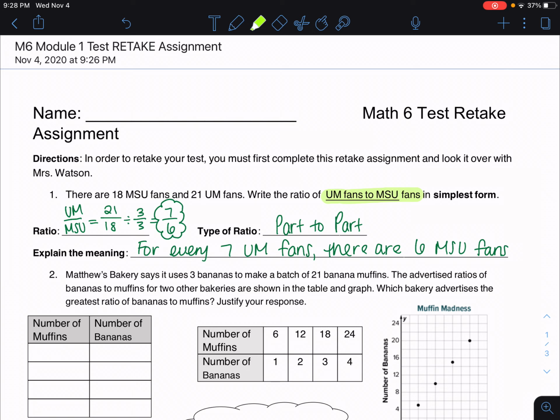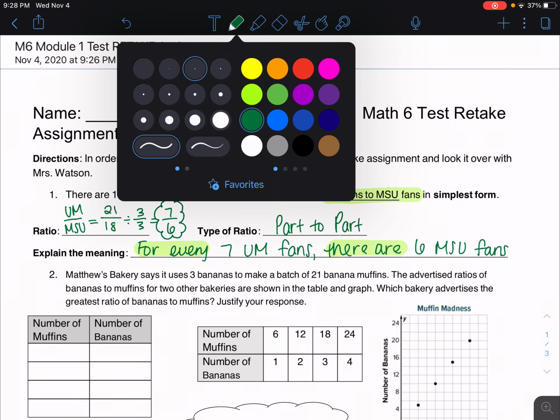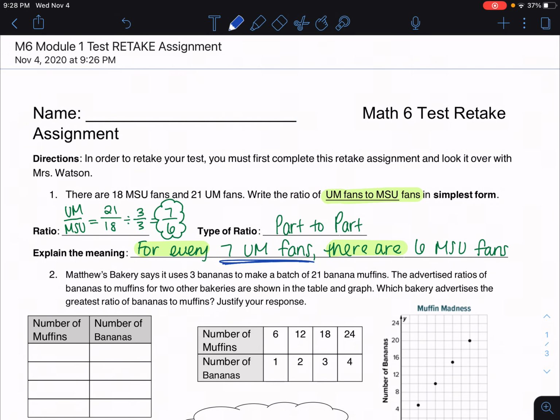And this is the sentence that we talked about in class, that if you have the "for every" and "there are," these two things are interchangeable. So we can change this and this for whatever ratio we're talking about. If you made a note card, and many of you did, you probably had that sentence template right on there. So for every blank, there are blank, and then insert the information from your ratio.